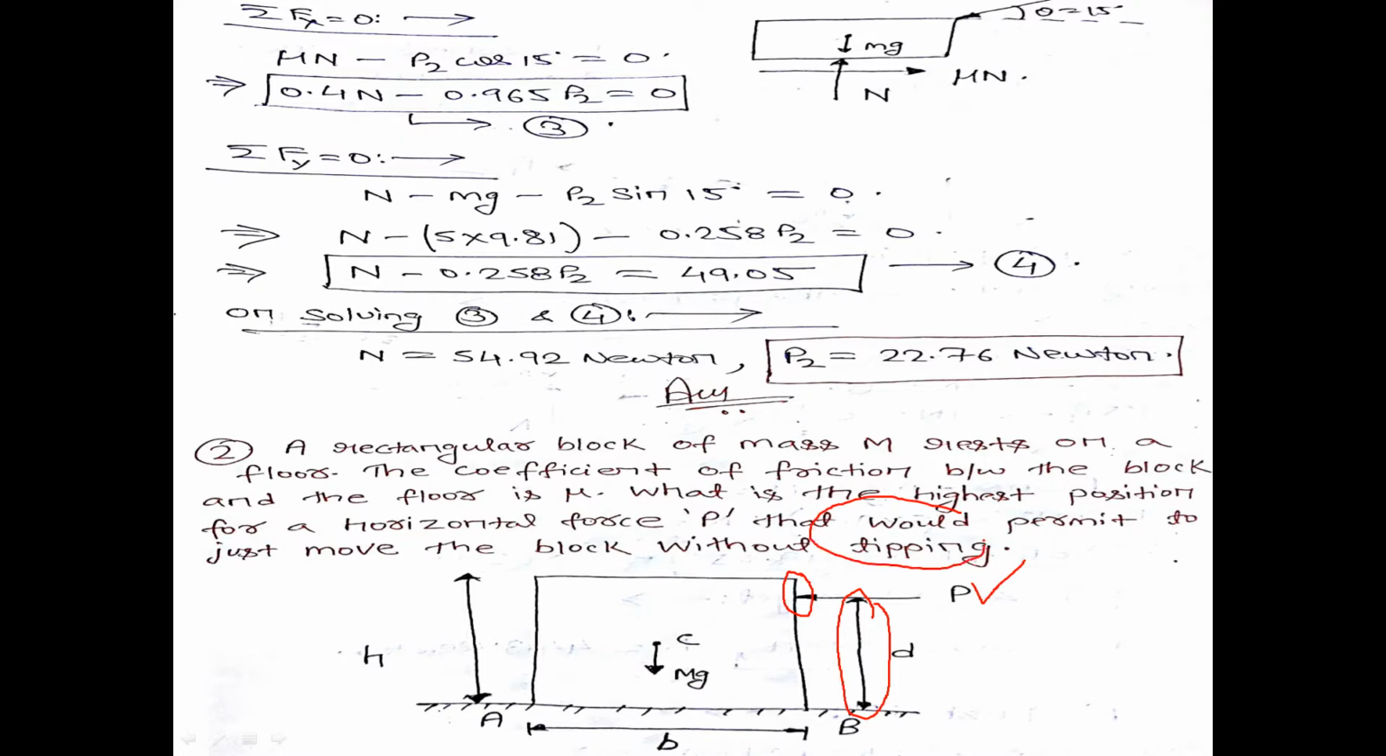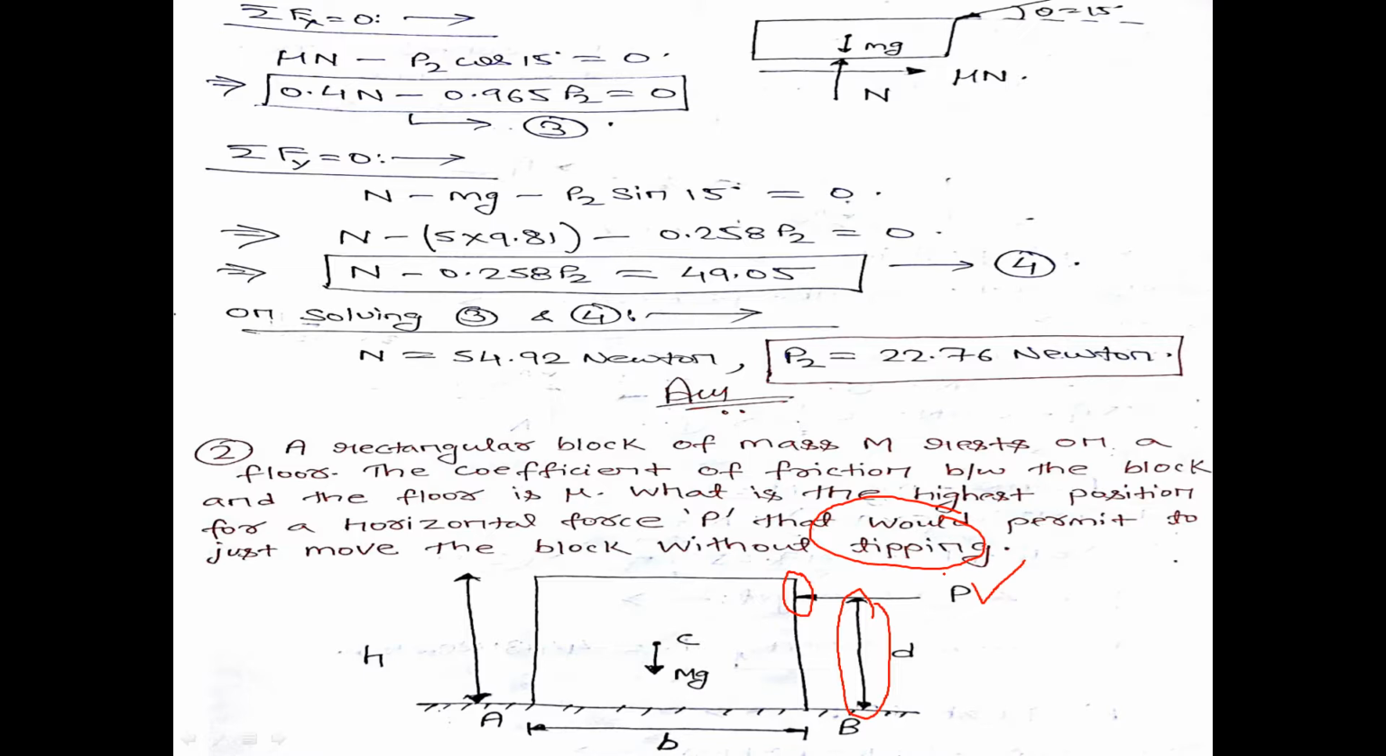By tipping, I mean if the block is moving with tipping, that means when you apply this force P, the contact at point B between the block and the contacting surface will get disengaged. Then this block will have a tendency to rotate about point A. This is known as tipping or toppling.